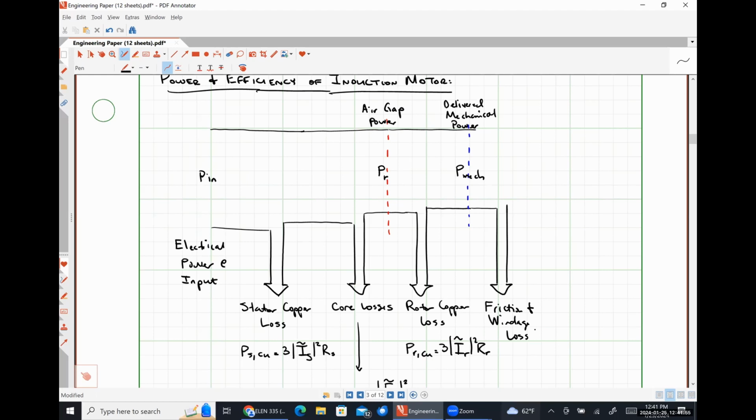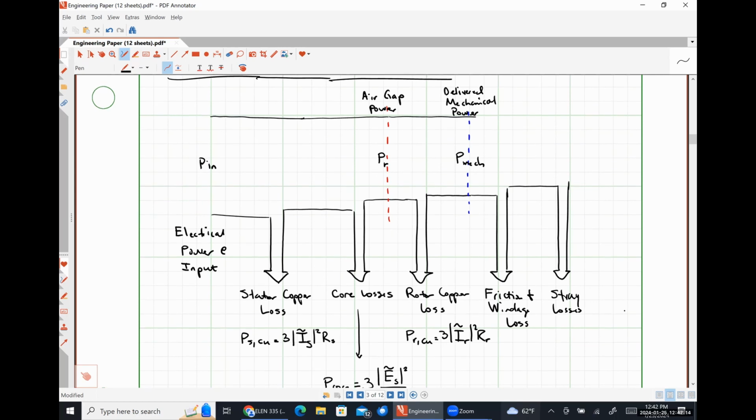And then our last loss that we may see are what are called stray losses. And these are literally just any other type of loss that's incurred that we can't really figure out where it came from. So it's just stray extra power that got lost somewhere in the system.